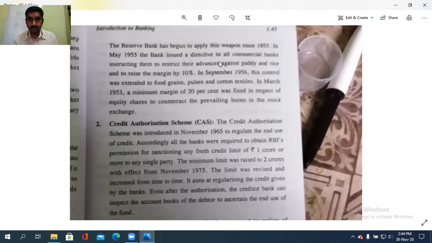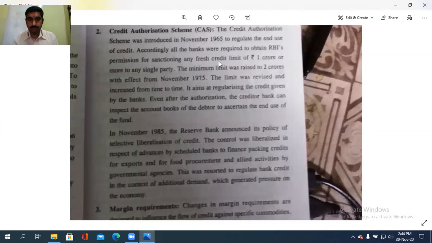Second point is Credit Authorization Scheme. So what is CAS? Credit Authorization Scheme was introduced in November 1965 to regulate the end use of credit. Accordingly, all the banks were required to obtain RBI's permission for sanctioning any fresh credit limit of rupees 1 crore or more to any single party.